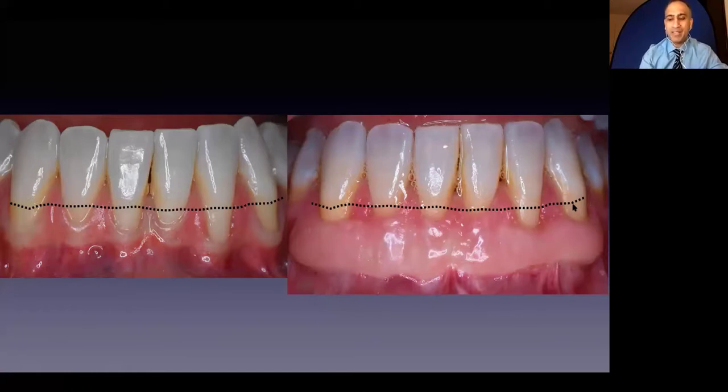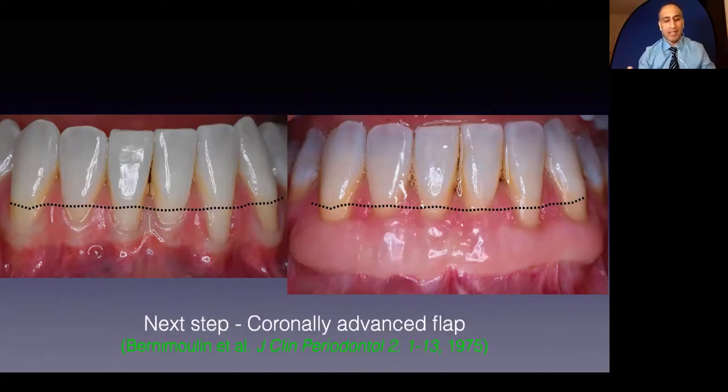And now the next step would be to do a coronally advanced flap procedure to try and get more root coverage, particularly for these 2 teeth. This approach has been described in the literature by Bernie Moulin and colleagues in the mid-70s. But at the very least, I know that we don't have to worry anymore. The patient also feels much more reassured that her teeth aren't going to fall out, and that she's not at risk now of progressive recession.